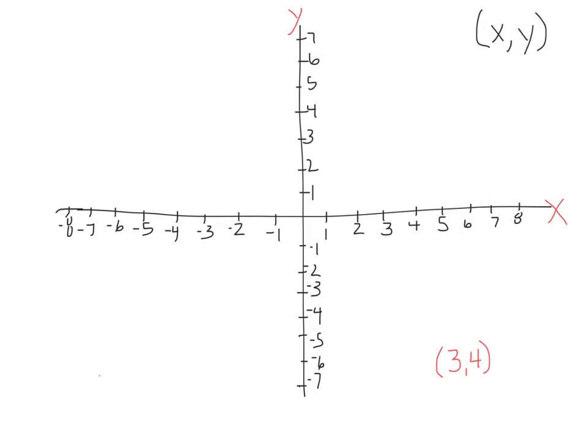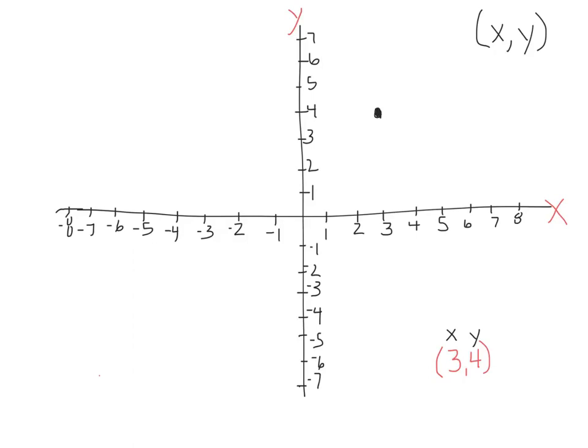Also, when you have problems like this, I would recommend writing this at the top too. So if I'm given a problem like this, (3, 4), that means that this is going to be X and this is Y. So I go over 3 on the X and then up 4 on the Y and figure out where these points meet. So that's about right here. And I draw my dot.